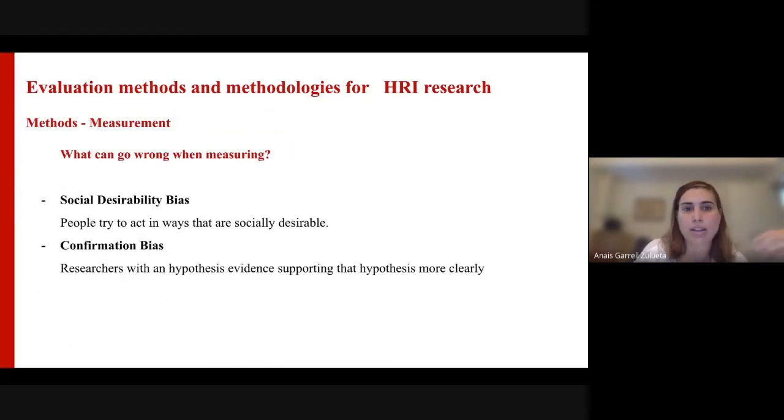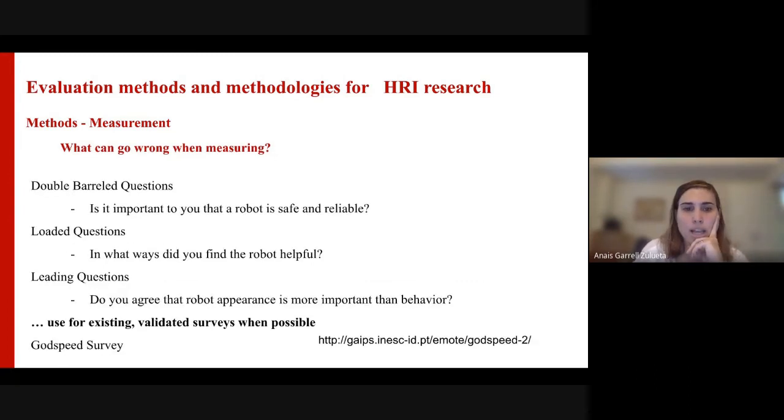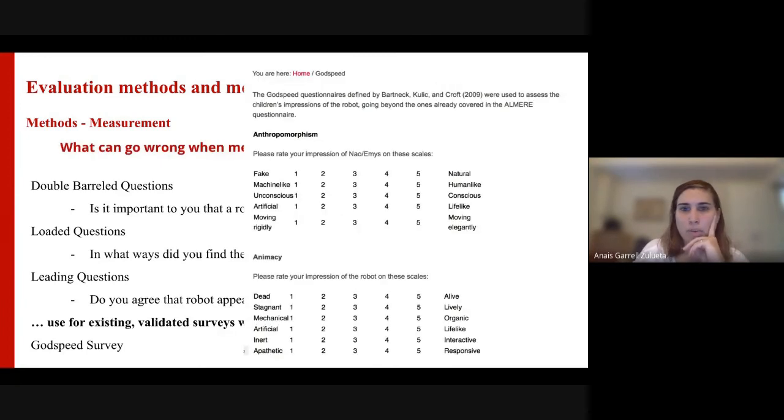Okay, again, what can go wrong? The social desirability bias: people try to act in ways that are socially acceptable. And the confirmation bias: researchers with a hypothesis find evidence supporting that hypothesis more clearly. I will skip that because I'm running out of time.